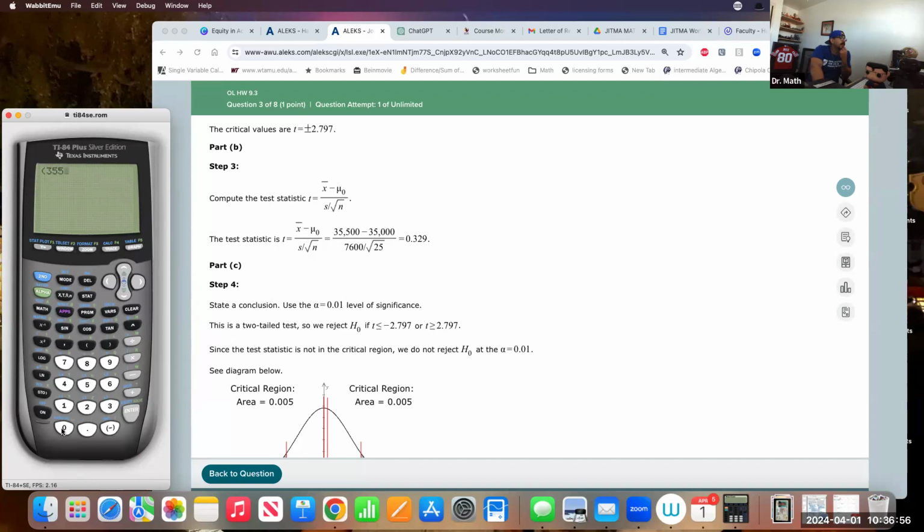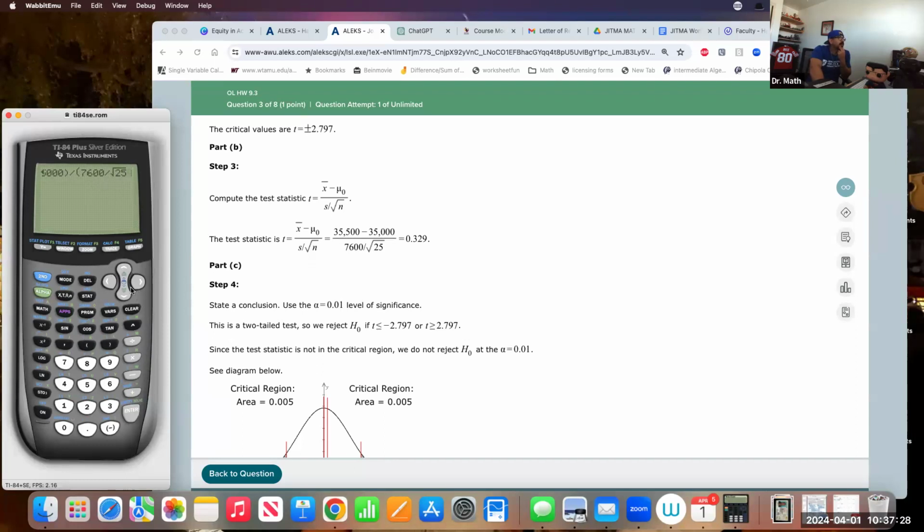So 35,500 minus 35,000, excuse me. Close my parentheses, divided by parentheses. So everything down here has to go in parentheses too. So 7,600 divided by the square root of 25, which is just 5, but I'll still do second square root, just so you know how to do it. And then I'll get out of those. So that's how you get out of the square root. I just hit this arrow.